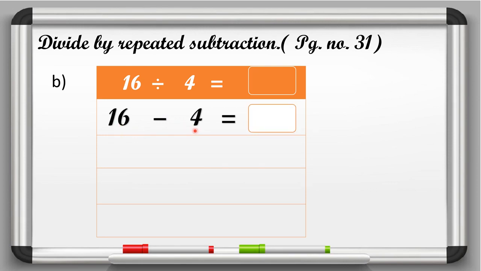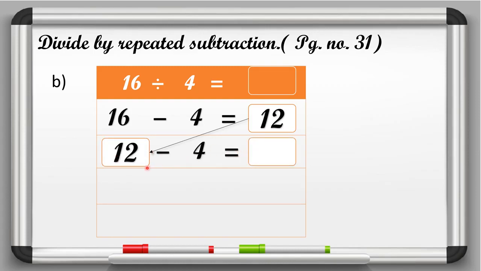Let's start backward counting. 15, 14, 13, 12. So we will write 12 here in this column. Now we have to write 12 here and subtract 4 from 12. So we will write 12 minus 4, and that is equal to dash. So keep 12 in your mind and 4 on your fingers. Let's start backward counting. 11, 10, 9, 8.